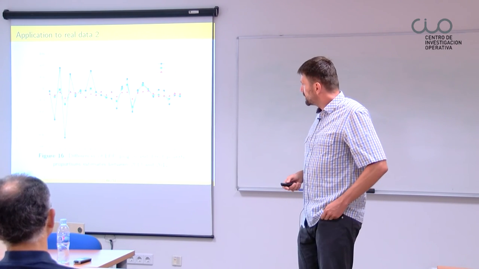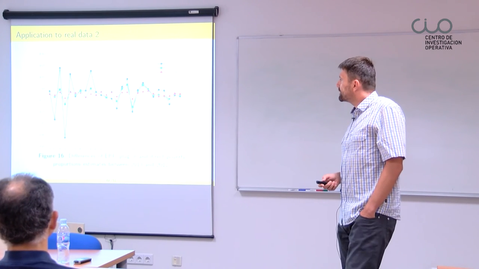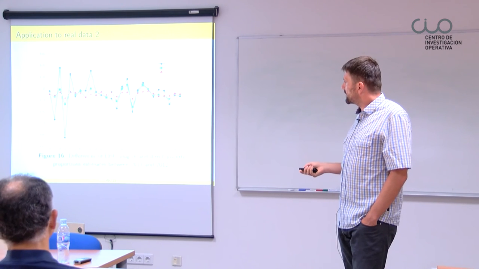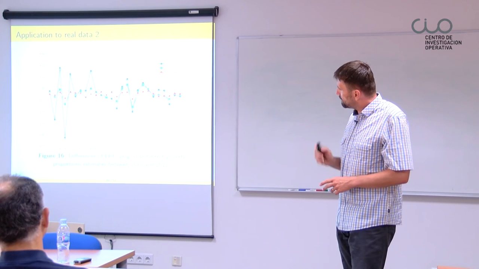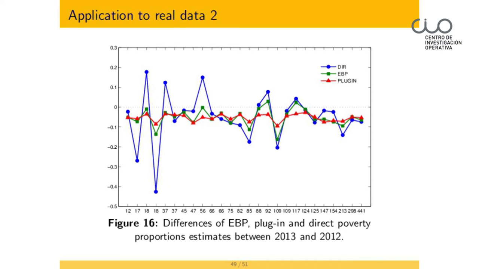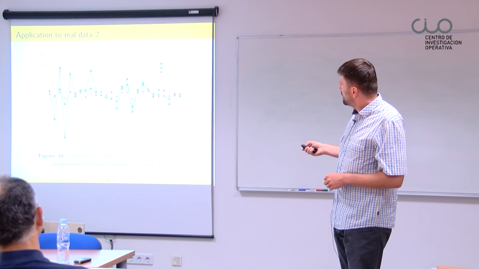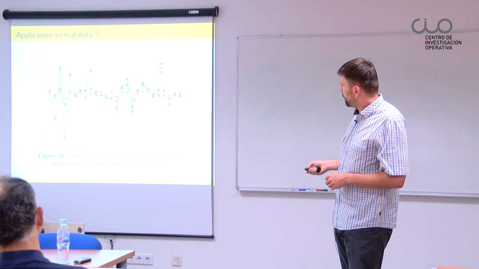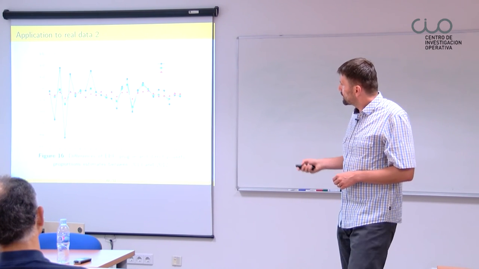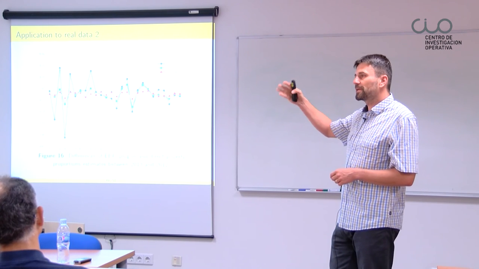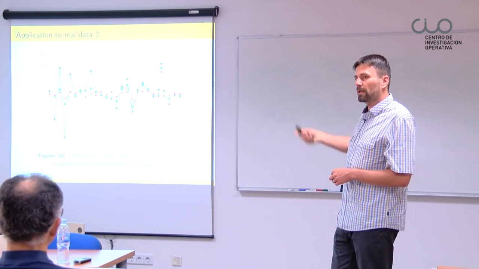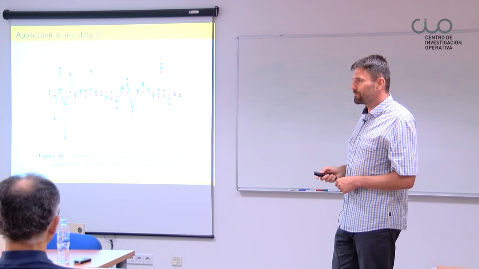Okay, and to conclude, we try to see the differences between years, so we study just the differences between poverty proportions in year 2013 and 2012. Here we can see the differences. Again, you can see the direct estimator is very unstable for small sample sizes. On the other hand, plug-in is very stable. And somewhere in the middle is the empirical best prediction, the green one, which keeps the pattern of the direct estimator for large sample sizes and is more stable here. We see all of them are below zero, so we can conclude from this that the poverty proportion decreased between 2012 and 2013, at least from this number given by the methodologies.